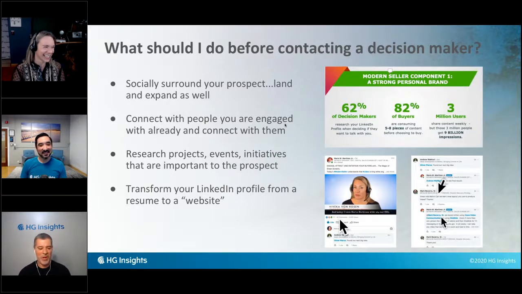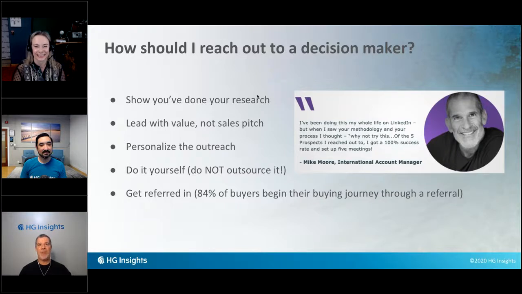So I like what we talked about, surrounding the decision maker, right? Socially surrounding and providing value out there and being thoughtful with your posts and the content that you put out there. So it seems to me like that is the prelude to this next question. How should I reach out to a decision maker? Once I've done all those other things, now it's like, okay, now I actually want to connect with you. How do I do that, Viveka?